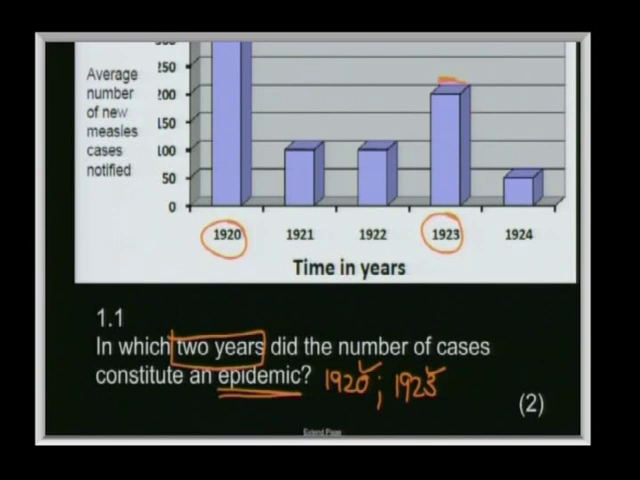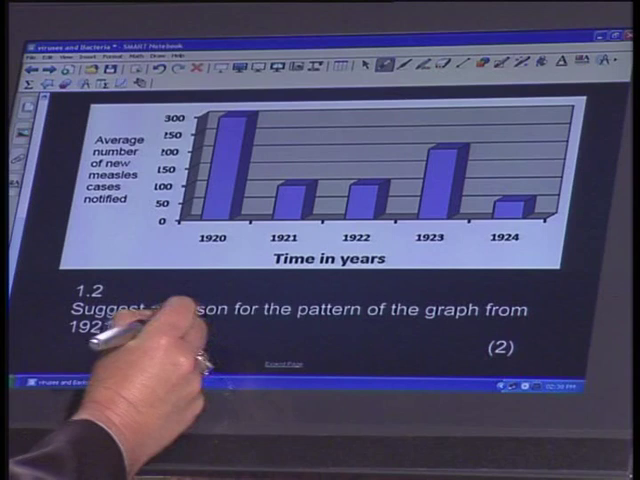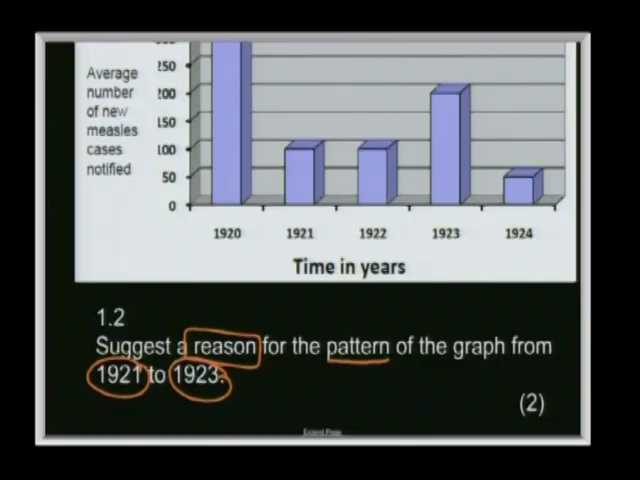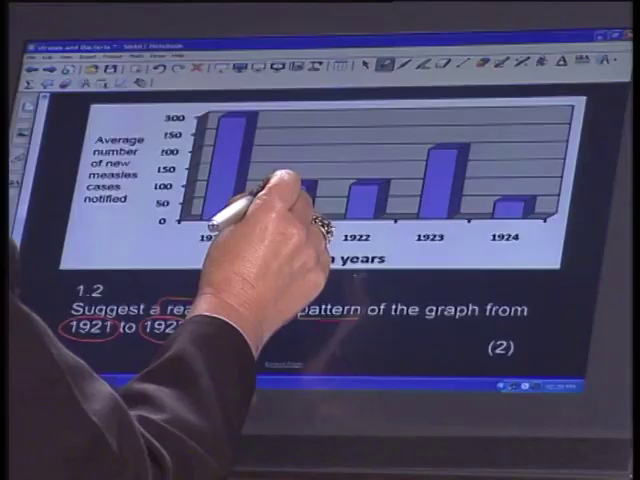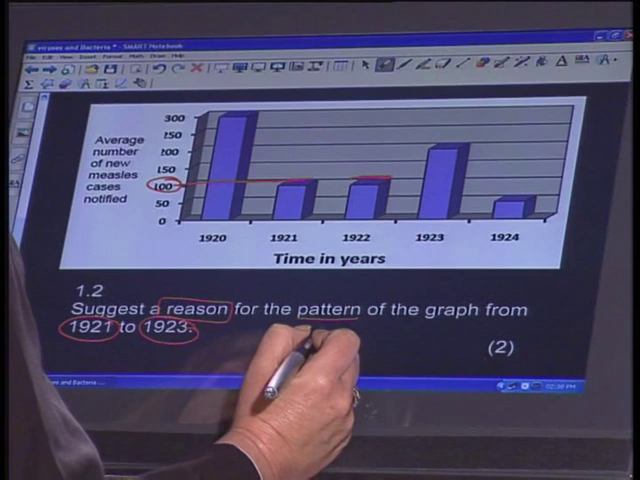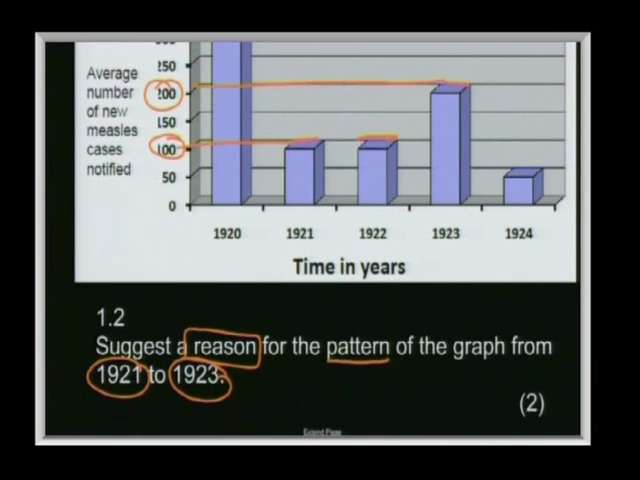The next part of this question deals with a reason for the pattern of the graph from 1921 to 1923. When we look at a pattern, we have to start by talking about the beginning, describing what happens, and then move to the end of the time period given. So, in 1921, there were 100 new measles cases notified, and the same number in 1922. When we get to 1923, however, you can see that there's quite a dramatic increase in the number of new cases. The number given is 200. Thus, we have an increase of 100 cases in this time period.